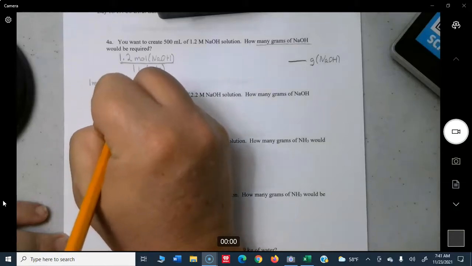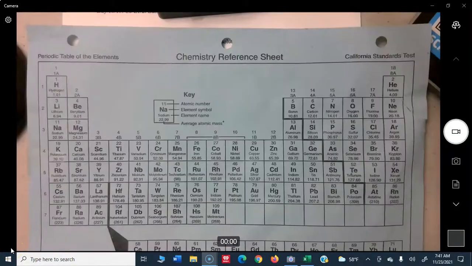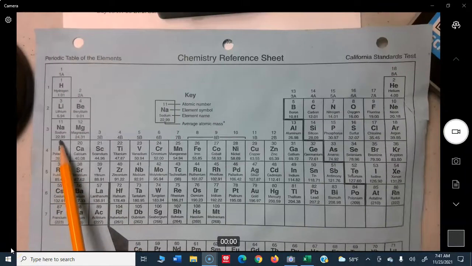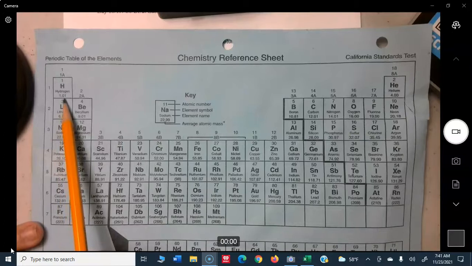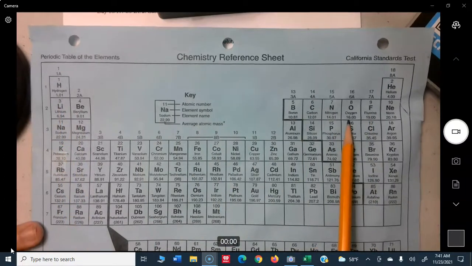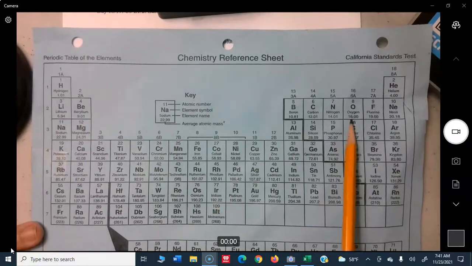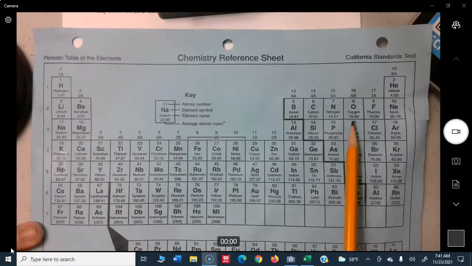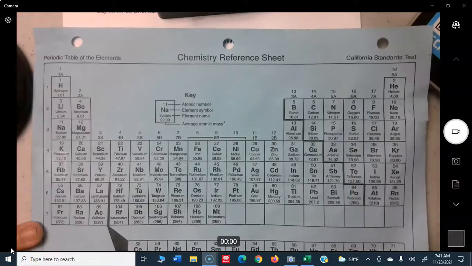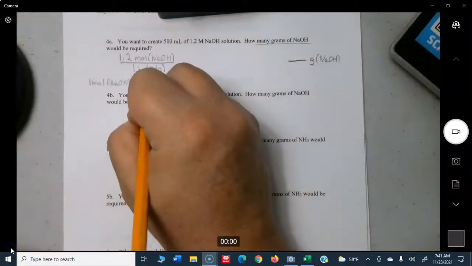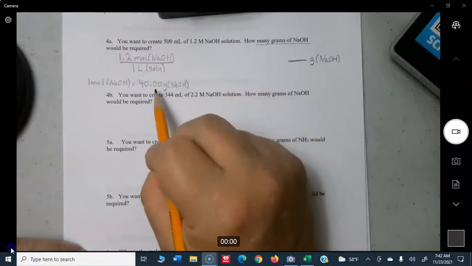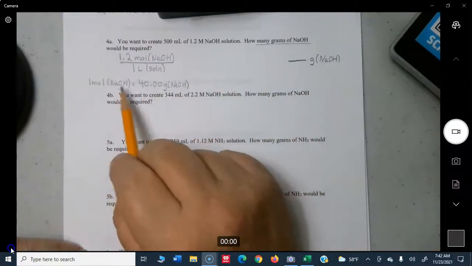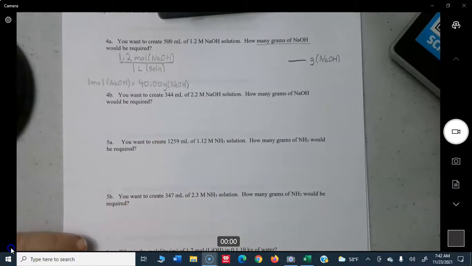conversion. Okay, we go to the periodic table. We got Na is 22.99. H is 1.01. That gets us up to 24. And then 16 for oxygen. So NaOH comes out to be exactly 40 grams per mole for its molar mass. Okay, this time I'm not going to write both of the conversion factors. We know that this one over this one, or this one over this one. It is always the way it's going to be.